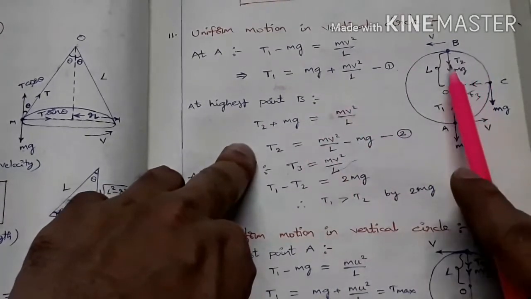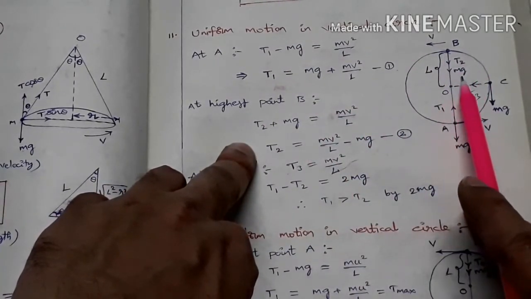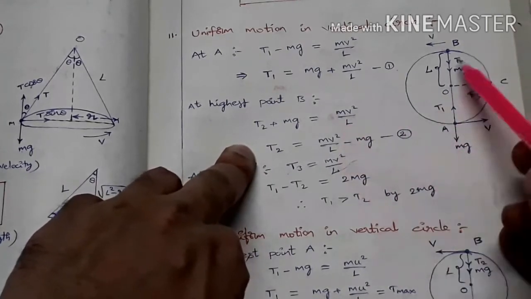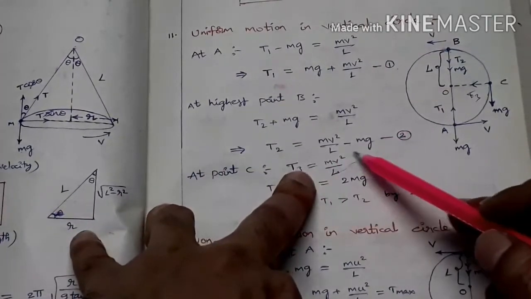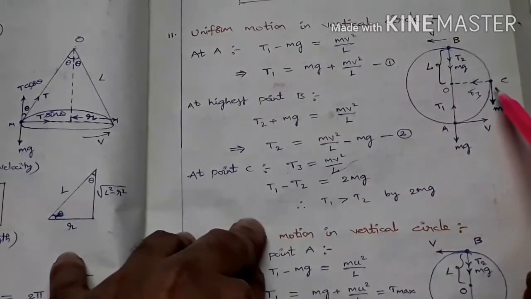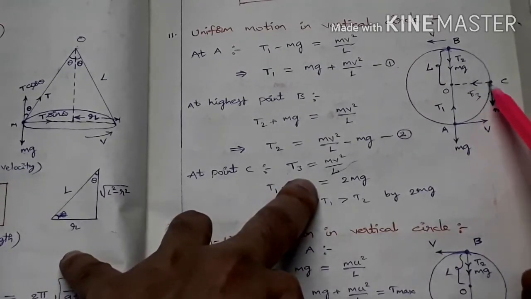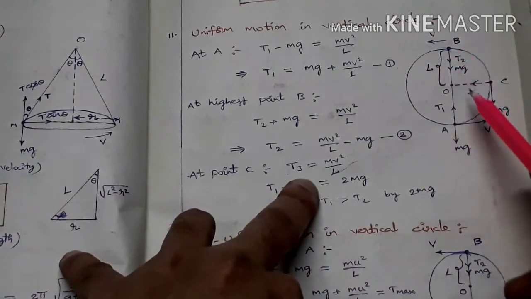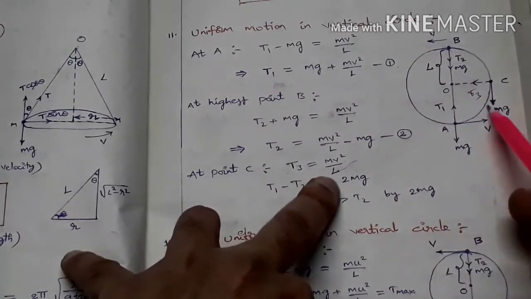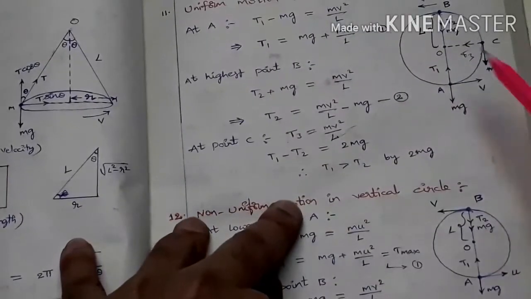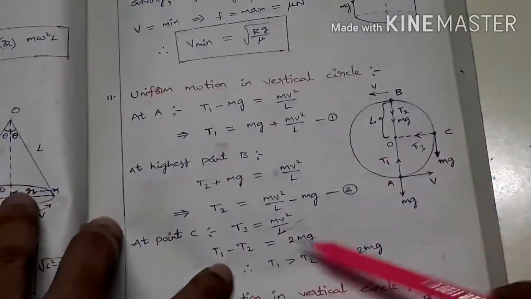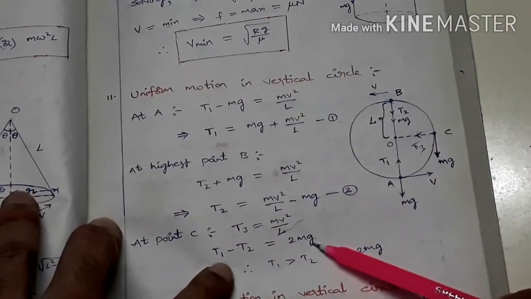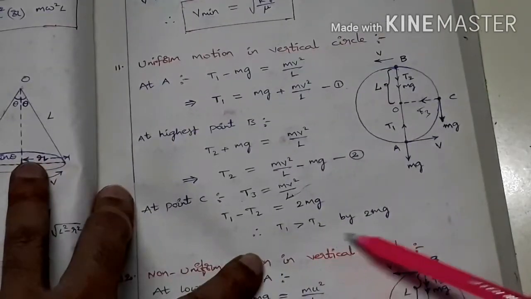Similarly, at highest point B here, tension T2 is acting downwards, mg is acting downwards. So T2 plus mg is equal to mv square by L. So from this one, T2 equal to mv square by L minus mg. This is equation 2. Here tension is T3. Here it is T1, here it is T2, here it is T3. T3 equal to mv square by L in this case. So comparing this T1 and T2, T1 minus T2 equal to 2 mg. Therefore T1 is greater than T2 by 2 mg.